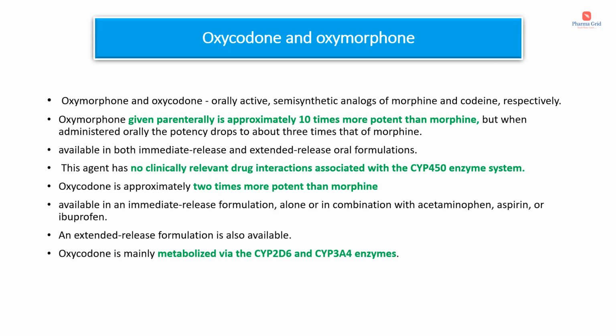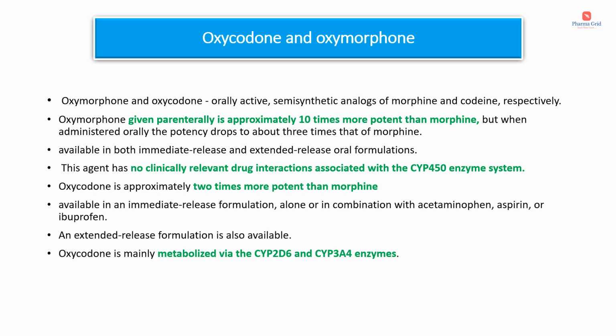Oxycodone and oxymorphone. This oxymorphone and oxycodone are orally active semi-synthetic analogues of morphine and codeine respectively. That is, oxymorphone is the semi-synthetic analog of morphine, whereas oxycodone is the semi-synthetic analog of codeine. Oxymorphone given parenterally is approximately 10 times more potent than morphine, but when administered orally, the potency drops to about 3 times that of morphine.